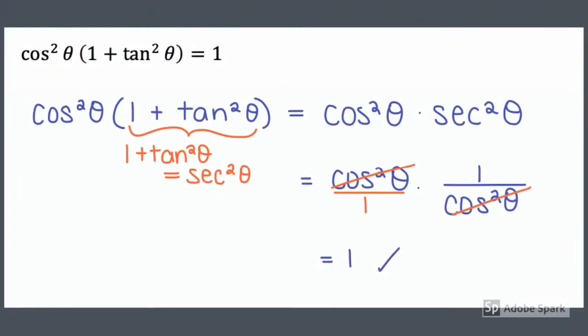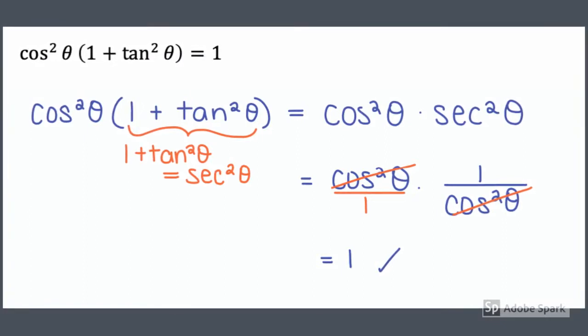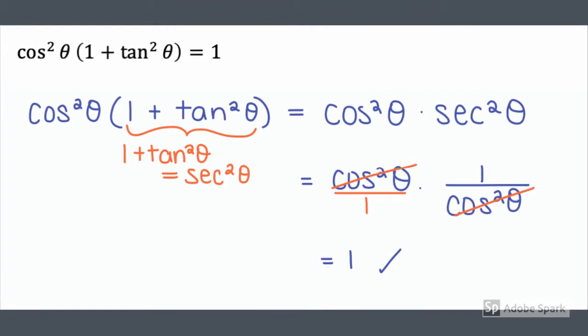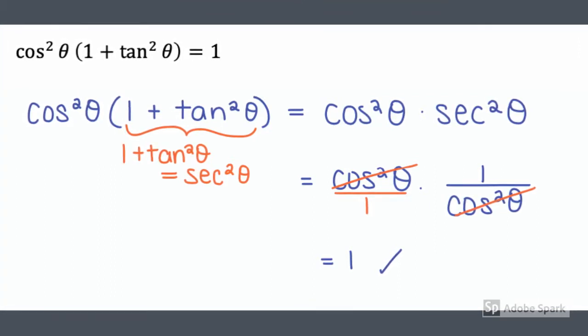So if you notice that 1 plus tangent squared theta is a Pythagorean identity, that's one half of the 1 plus tan squared equals secant squared identity, you can make a very easy substitution right at the beginning. You can take away that parentheses and insert a secant squared theta instead.